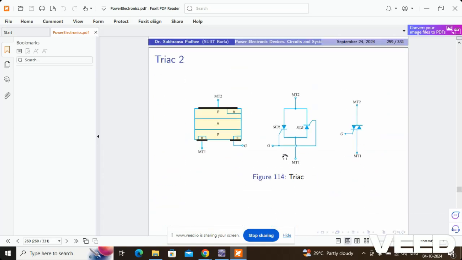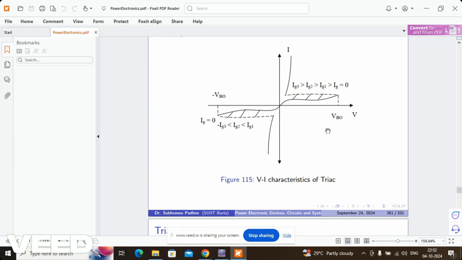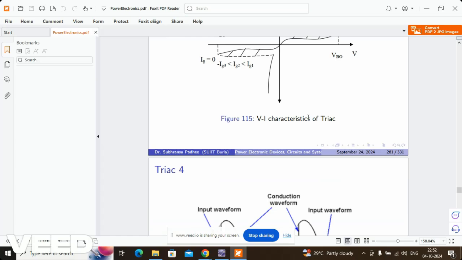You can see the Triac as two SCRs connected in anti-parallel mode. This is a Triac: MT2, MT1, and this is the gate terminal. And this is the VI characteristic. In the forward direction it is the same as SCR, and in the reverse direction it is also the same as in the forward direction. That means this is a bidirectional device.